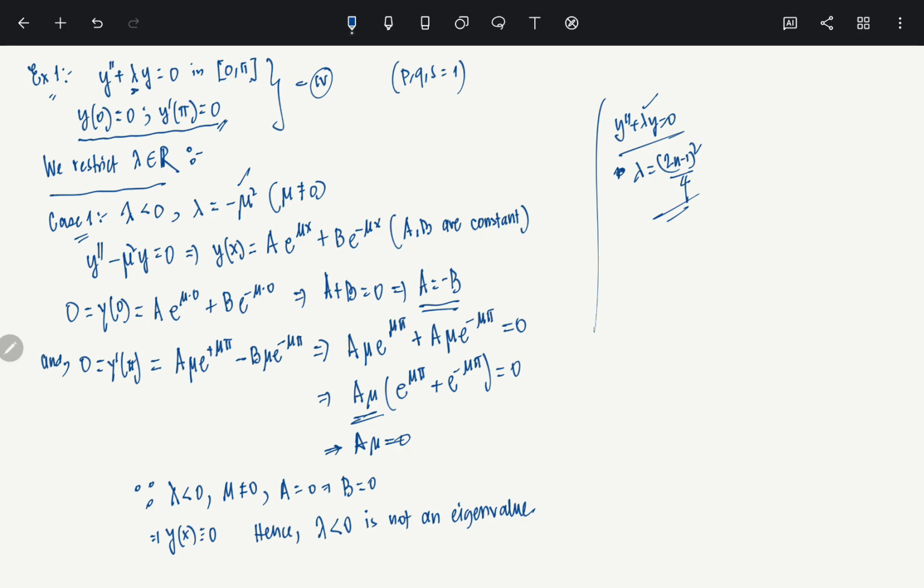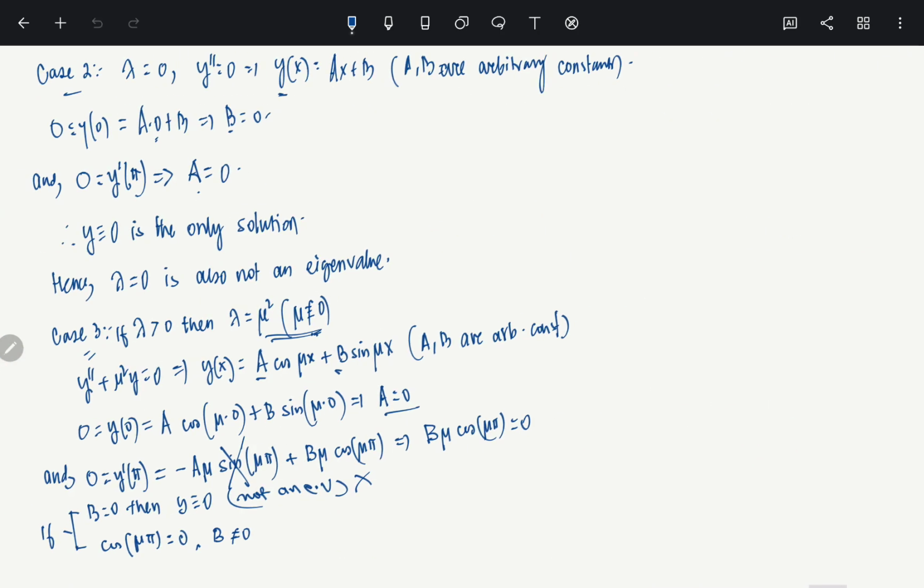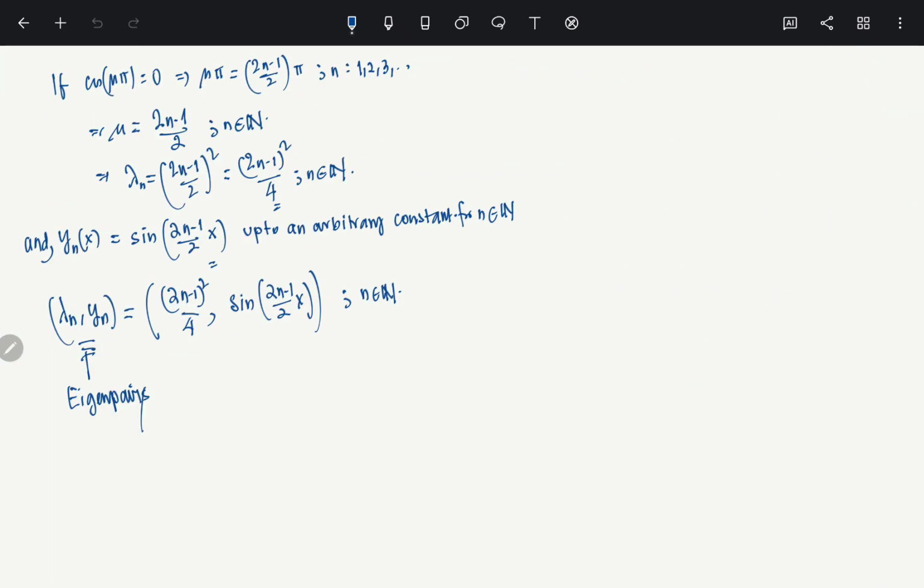Lambda equals 0, no solution. Lambda negative, no solution. And for lambda equals (2n minus 1) square by 4, they have solutions, and the solutions are given like this: sine of ((2n minus 1)/2) times x. I hope this is clear, and this is called eigenpairs. So this is how you solve these problems.